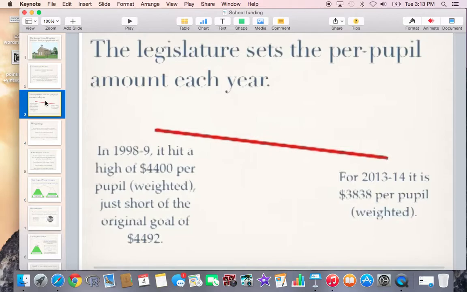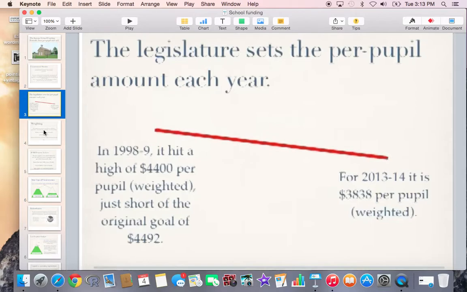So for 2013-14, these are fiscal years. They tend to start in the middle of the calendar year. So for 2013-2014, a year which is now over because we're now in fiscal year 2015 as of November 2014, the amount was $3,838 per pupil. But again, that is weighted. So you'll note the downward trend here in the spending.